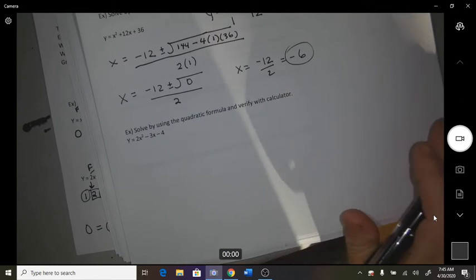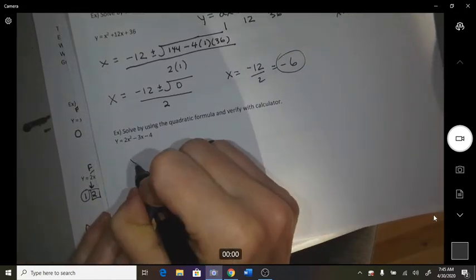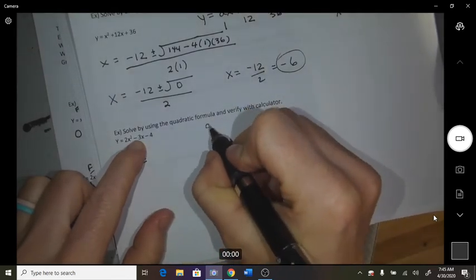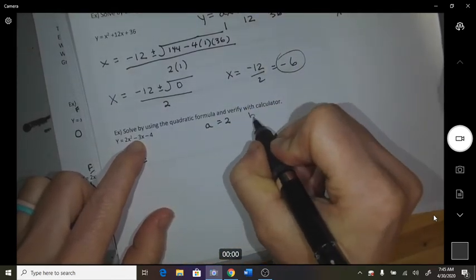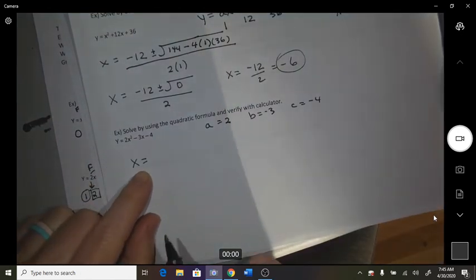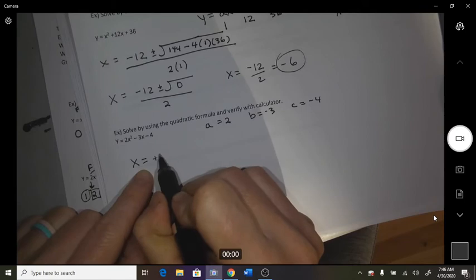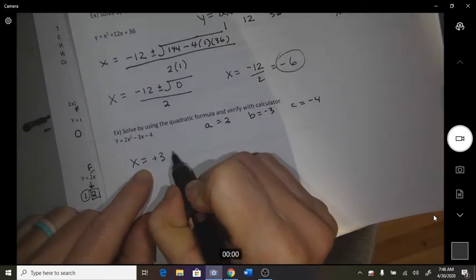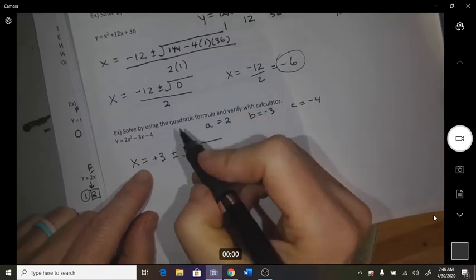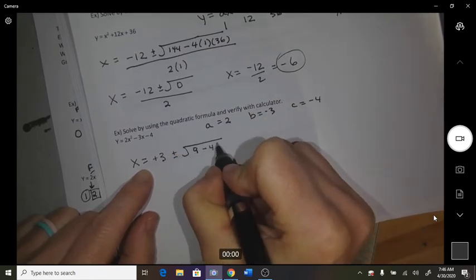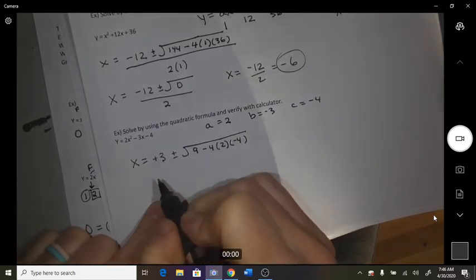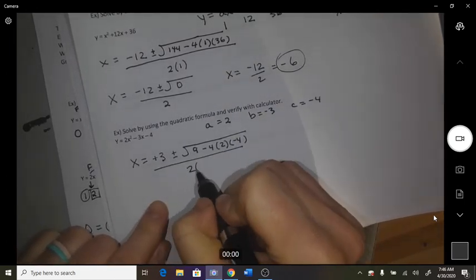Solve with the quadratic formula. Okay, so x equals -b. I'm just going to write this out here. 2 is the a, b is -3, c is -4. So -b is +3. You just write the opposite. Plus or minus the square root of this squared, which is +9, minus 4 times 2 times -4. All of that is divided by 2 times 2.